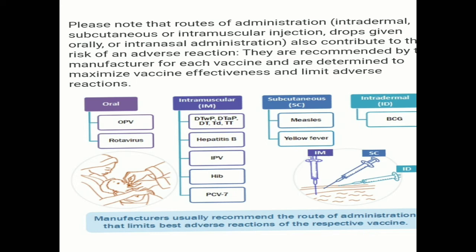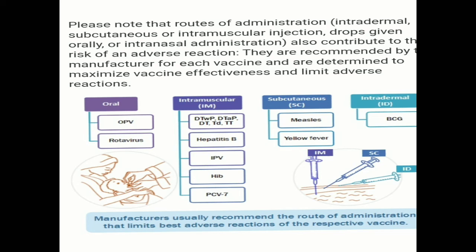So now we can see the route of administration for the DPT vaccine and MMR. Killed vaccines, all the vaccines are administered through the intramuscular route. Most of the vaccines. Intradermal, only one vaccine, that is BCG. The dosage is 0.1 ml. And subcutaneous, the live vaccines are administered. Injectable live vaccines are administered by the subcutaneous route.